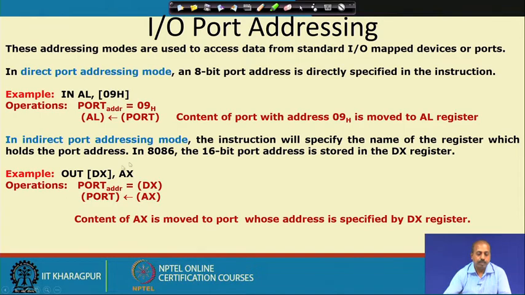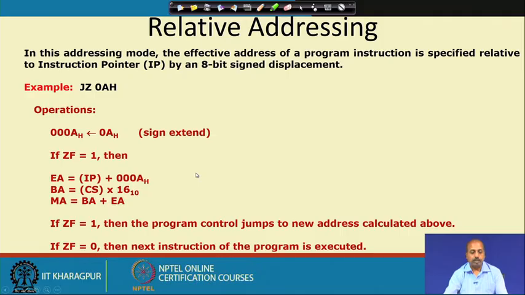And in indirect port addressing mode, the port address is a 16-bit address, and that 16-bit address should be available in some register. So, for example, it may be a 16-bit port address, stored in the DX register. In that case, we can say OUT DX, AX. That means the content of this AX register will be outputted to the port whose address is available in the DX register. So, this way we can go for this IO port addressing.